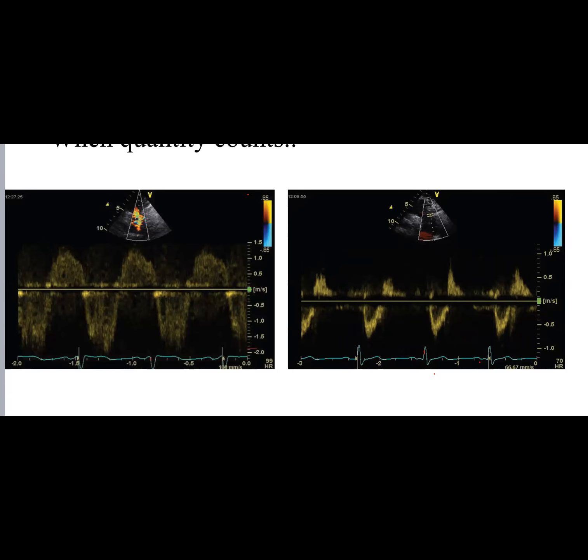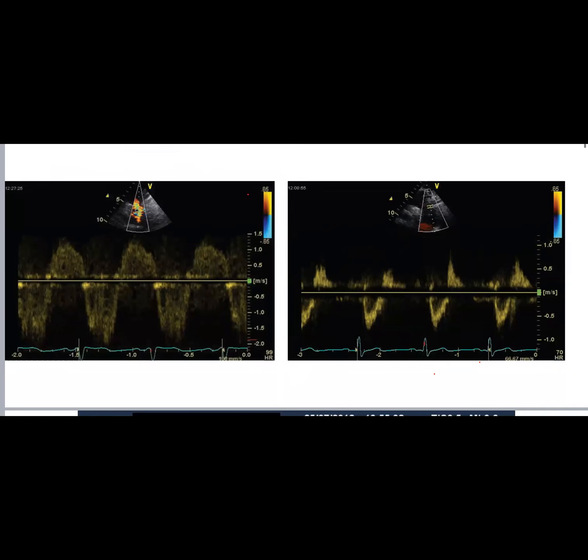Now, do you have any quantitation to this reversal that can help you to tell is it mild, moderate, or severe? Yes. What is that?